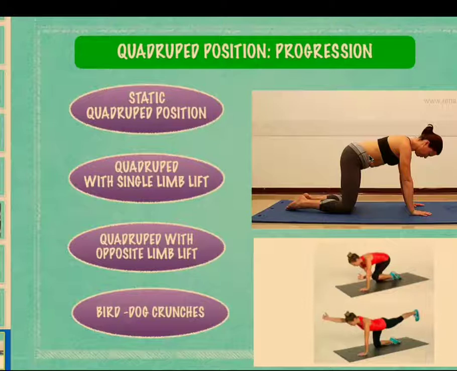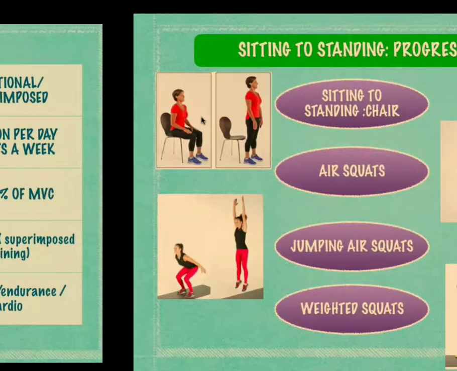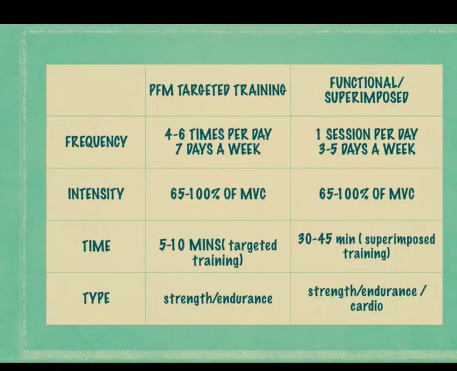In quadruped position, care must be taken that the patient has kept the pelvis posteriorly tilted. The back must be straight. Sitting to standing progression: sitting to standing from a chair, air squats, jumping air squats, weighted squats. In all these activities, the pelvic floor must be contracted, with sustained contraction. This is the protocol for strengthening.